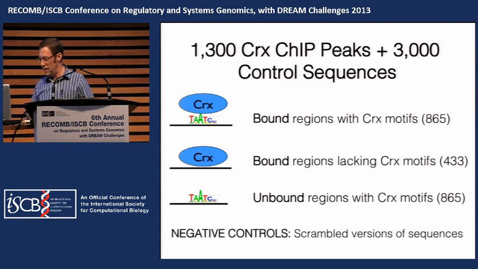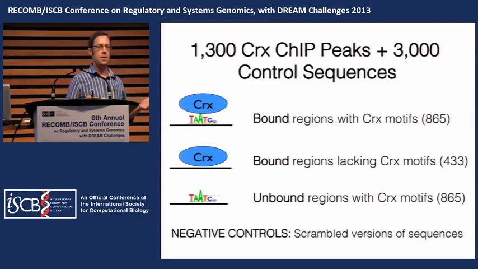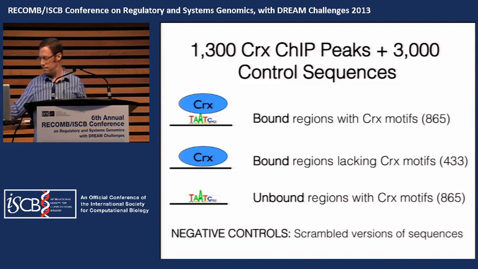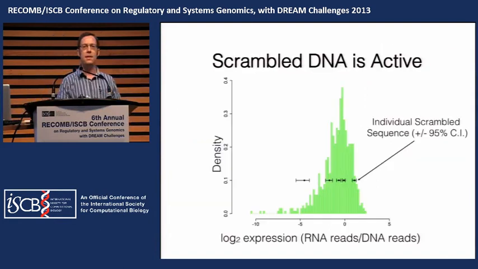And then finally, as a negative control to get baseline activity in our assay, I took these sequences and I scrambled them. I created scrambled sequences, but I scrambled them in such a way so that I preserved all dinucleotide frequencies. So this is the experimental setup. Let me show you the negative controls first.